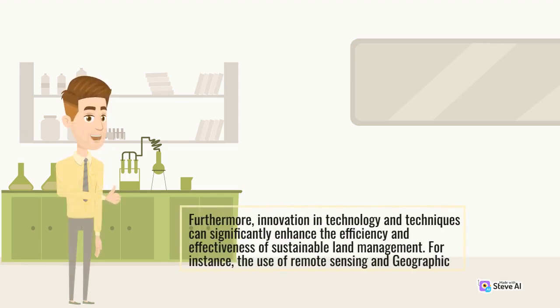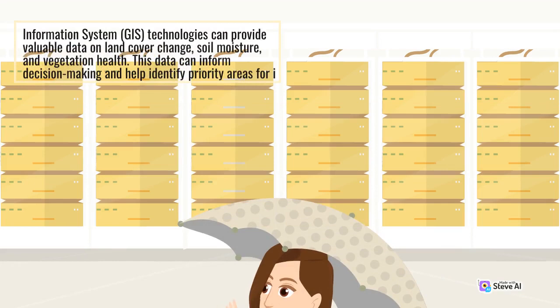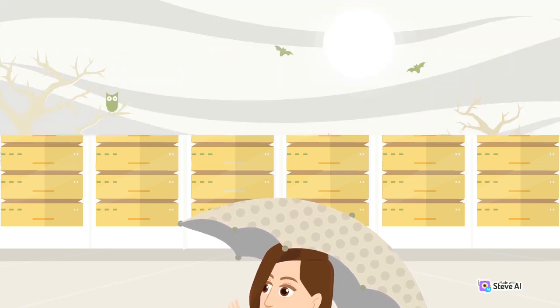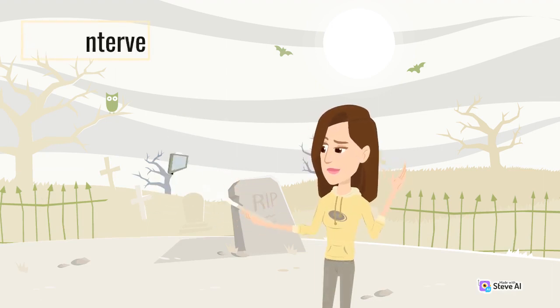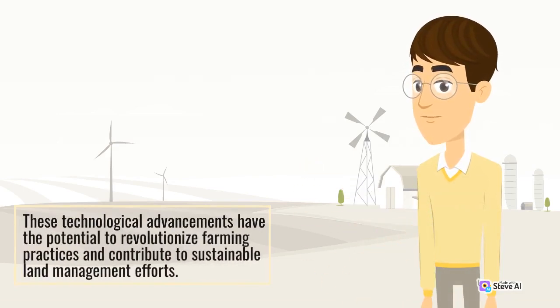Furthermore, innovation in technology and techniques can significantly enhance the efficiency and effectiveness of sustainable land management. For instance, the use of remote sensing and geographic information system (GIS) technologies can provide valuable data on land cover change, soil moisture, and vegetation health. This data can inform decision-making and help identify priority areas for intervention. These technological advancements have the potential to revolutionize farming practices and contribute to sustainable land management efforts.